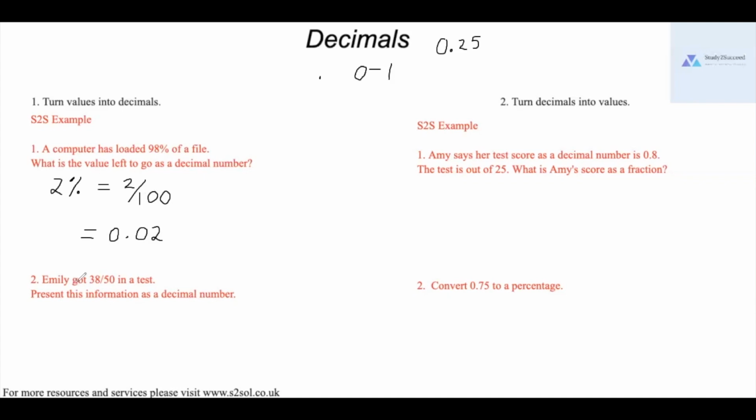We've been told that Emily got 38 out of 50 in a test, and we need to present this information as a decimal number. So 38 out of 50 as a decimal number, what we need to do is divide 38 by 50. However, in an exam, we perhaps might not have all the time in the world to be doing calculations that aren't as easy for us to do in our head.